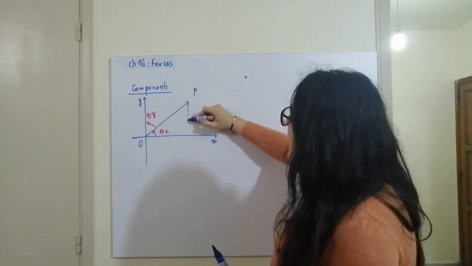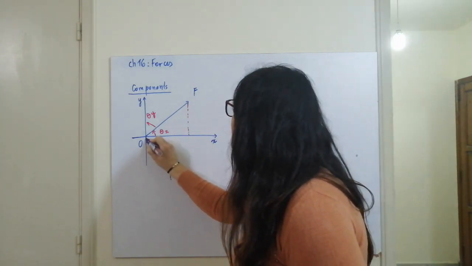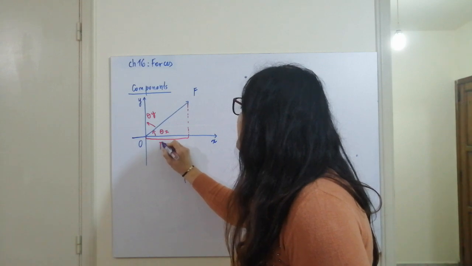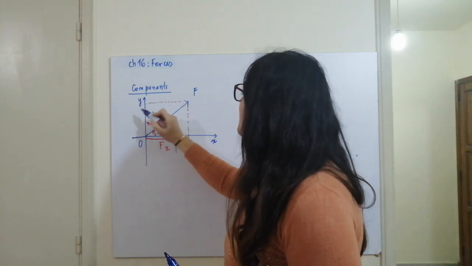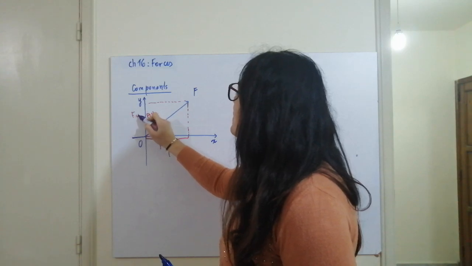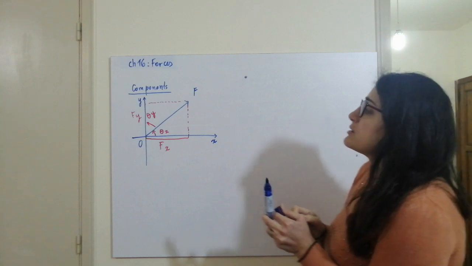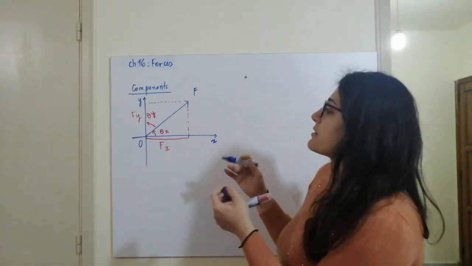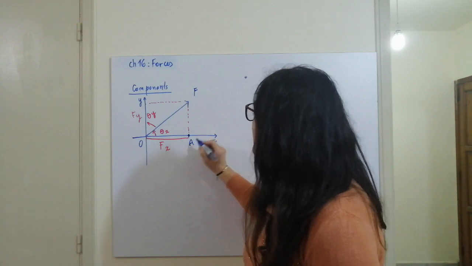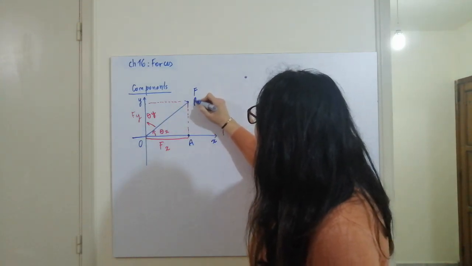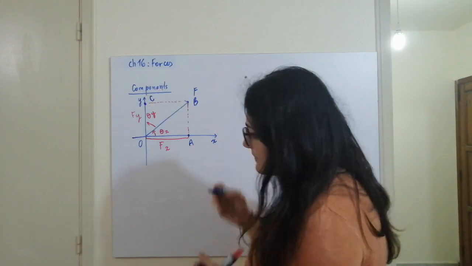Now, F has a horizontal component. This one is called Fx, and the vertical component is called Fy. Now, we are going to calculate them all using trigonometry, which are the cosines and the sines. To do that, I'm going to name the points. I have O, A, B, and here C.